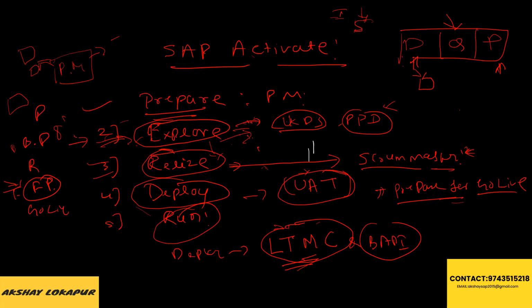So Akshay, in general, I can say by seeing the screen, the difference between SAP and Activate is that the end users will be more involved in the explore, realization, and deploy phases when compared to SAP. Yes. And we have the Scrum meetings with the sprints. Yes. And in the deploy phase, we have LTMC and BAPIs instead of LSMW. Yes. This is the main difference.